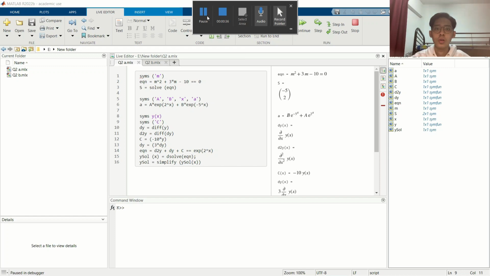So to get the solution, s equal to solve(equation), I will get -5 and 2. Then I will use syms a, b, x and a to get the equation y = b e^(-5x) + a e^(2x), which in manual I will write as yc = a e^(2x) + b e^(-5x), and then in manual I will get f(x) = e^(2x).